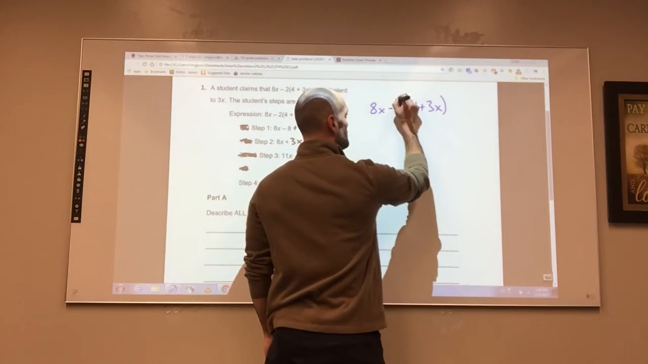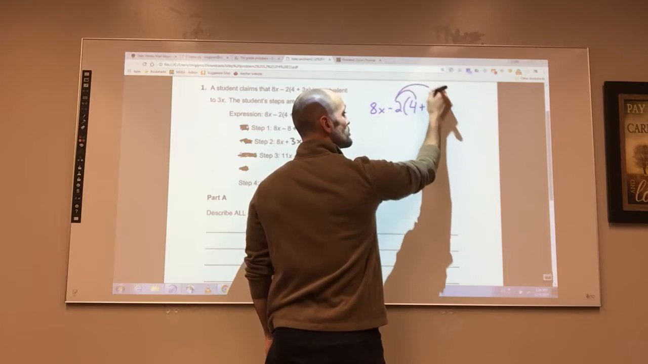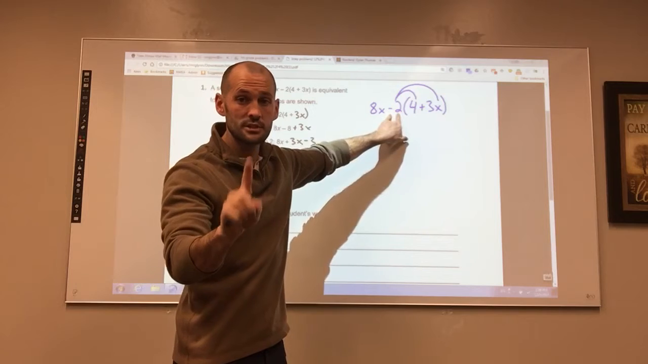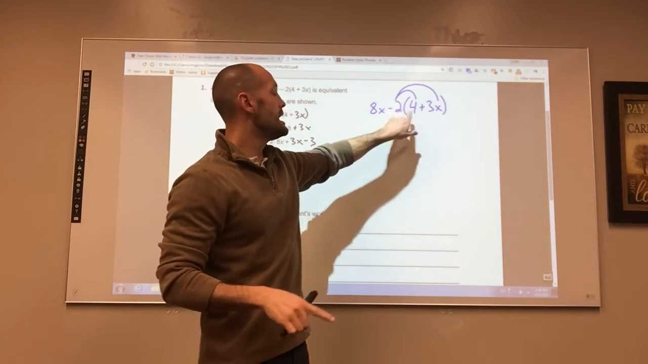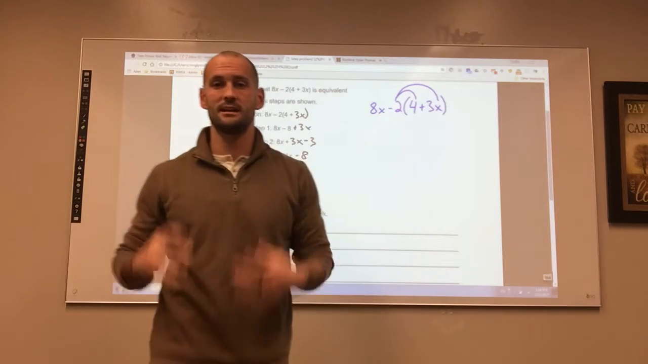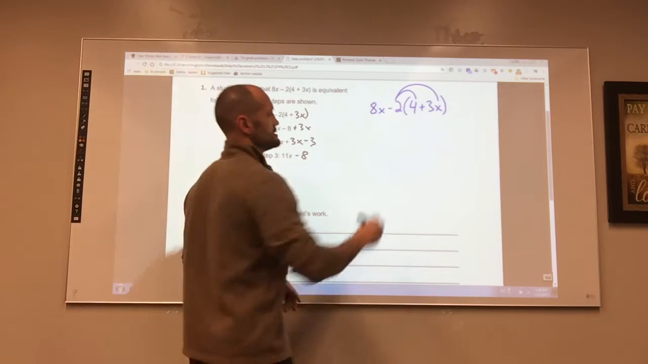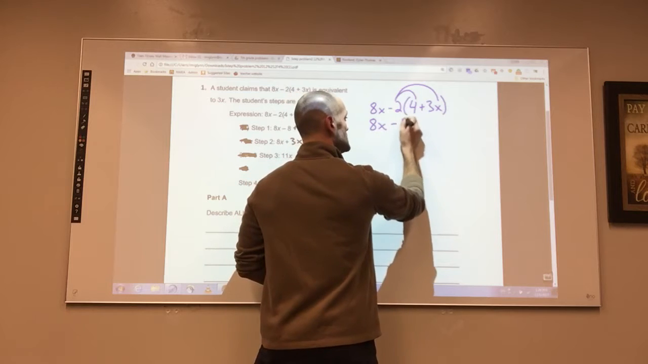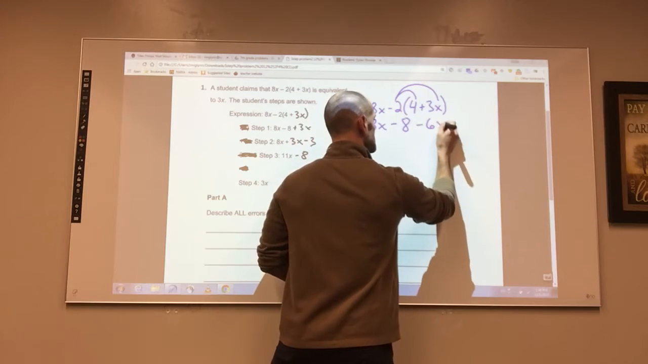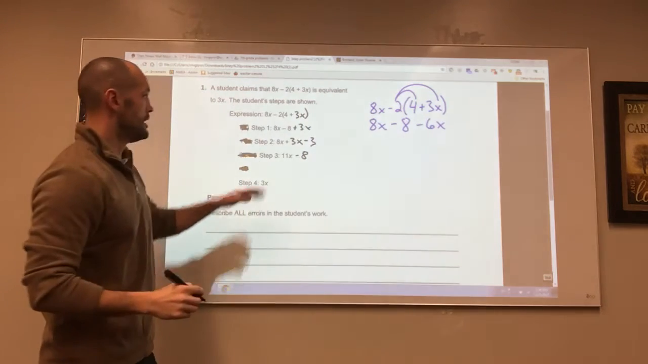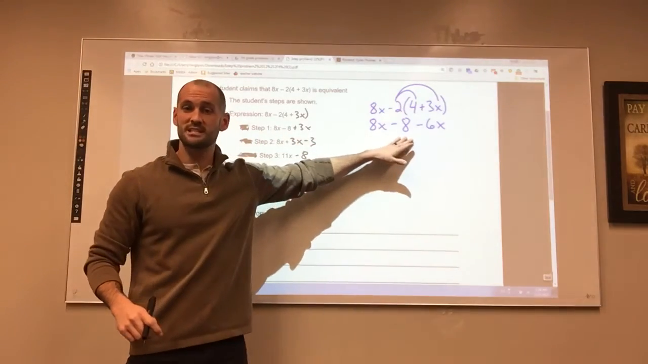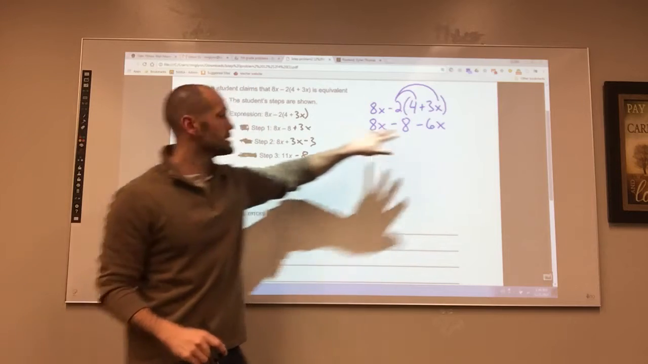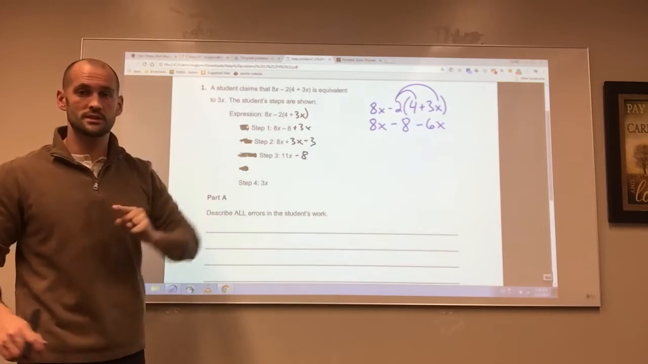Well, hopefully you identify that we are using the distributive property. Distributive, which means this outside negative 2, careful, that's a negative 2, gets multiplied to both of the inside items in the parentheses. So we'd be left with 8x minus 8 minus 6x. Immediately we find a mistake. Look at our correct work. Look at their incorrect work. What do you notice?